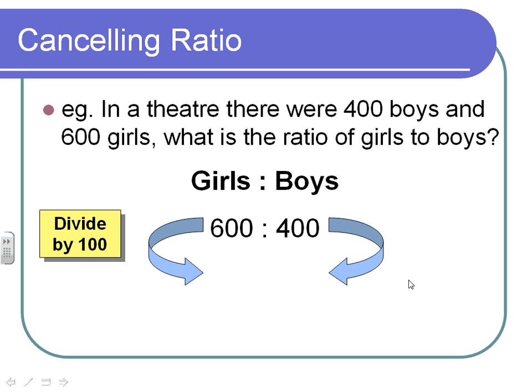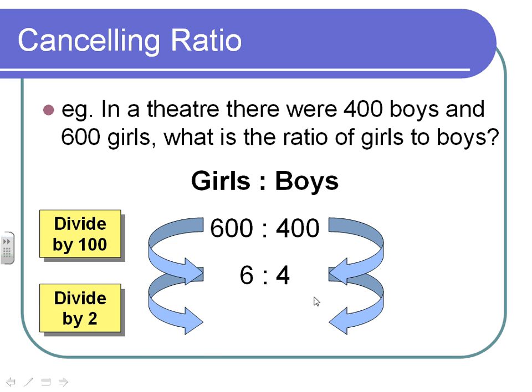First step would be to divide by 100 in order to make it easier. Then we'd have the ratio of 6 to 4. We would divide by 2 in order to reduce it to simpler form. And our ratio would be 3 to 2. And we can see that that would be in simplest form.